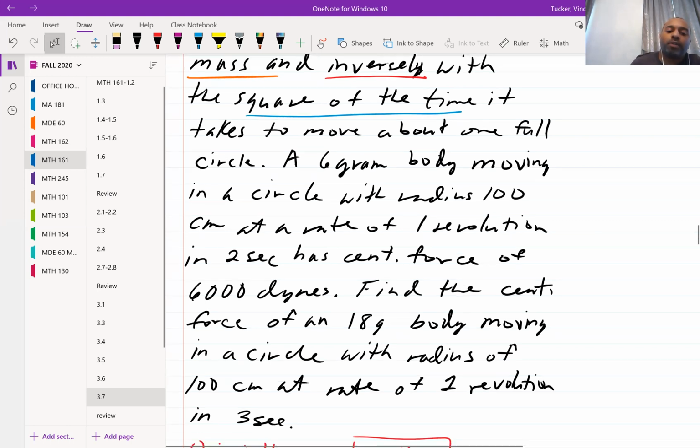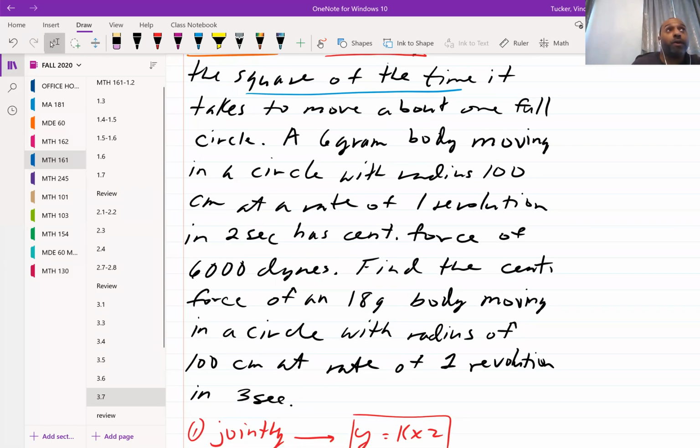All right. So the first thing we want to look for are those key phrases. I only gave you 3 of them. I gave you direct variation, inverse variation, excuse me, and then joint variation. So we have 3: direct variation, inverse variation, and joint variation. Those are the key phrases you're looking for.